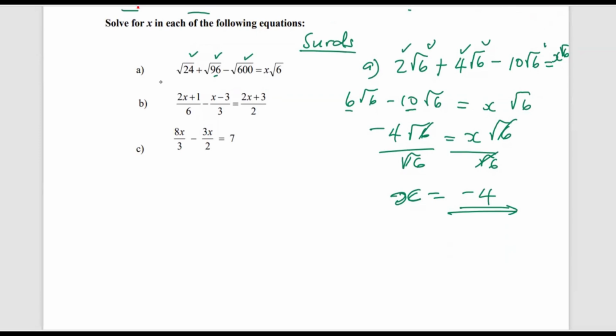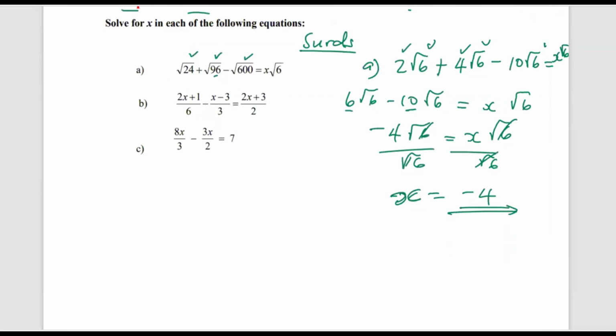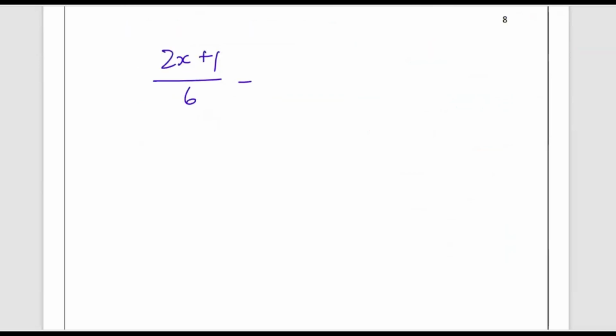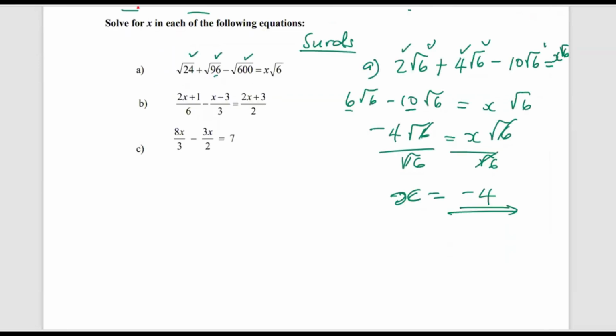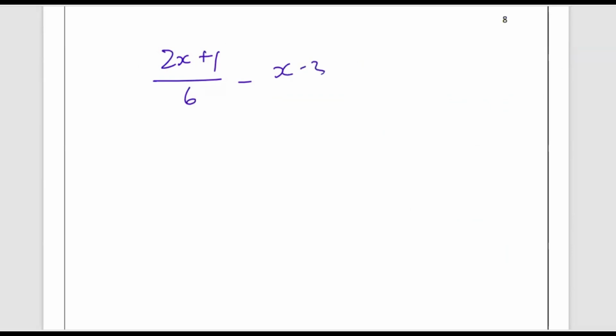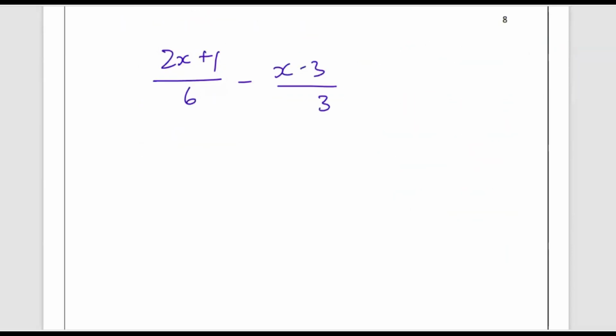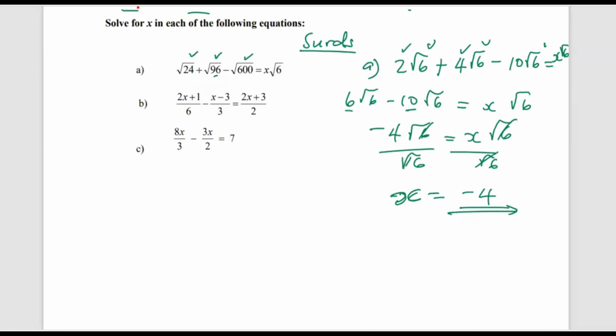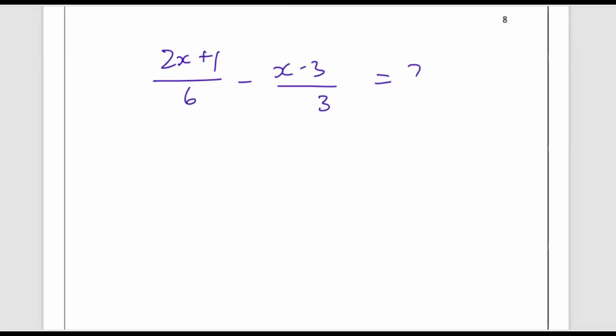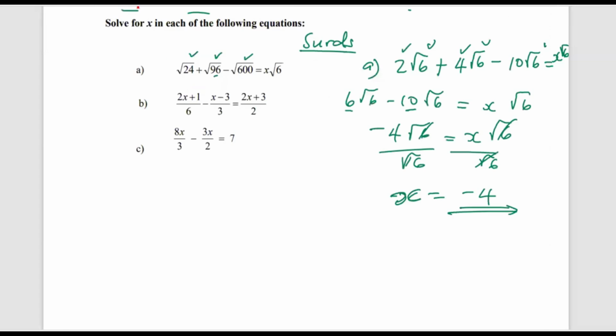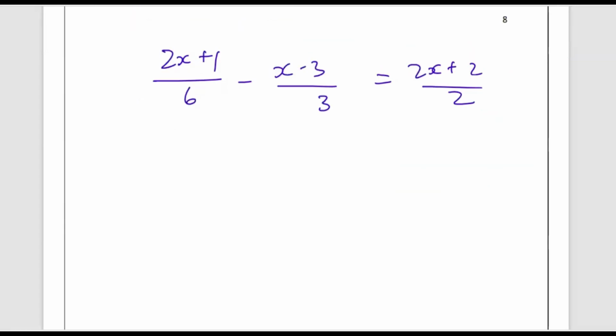All right, part B, we have 2x plus 1, okay, over 6 minus, okay, x minus 3. It's over a 3 again, and it is equal to 2x plus 3 over 2. Is that correct? Perfect. No, 2x plus 3. This is a 3. Okay, beautiful.